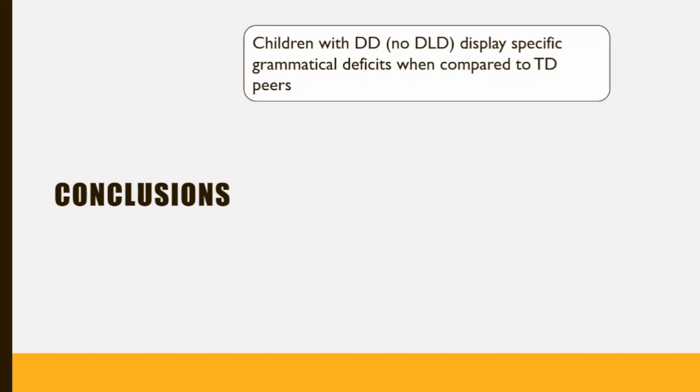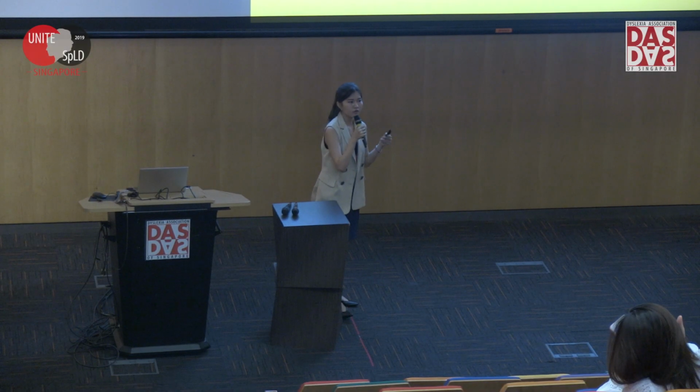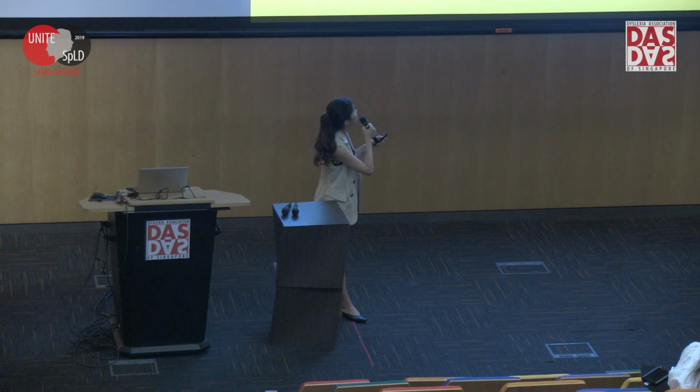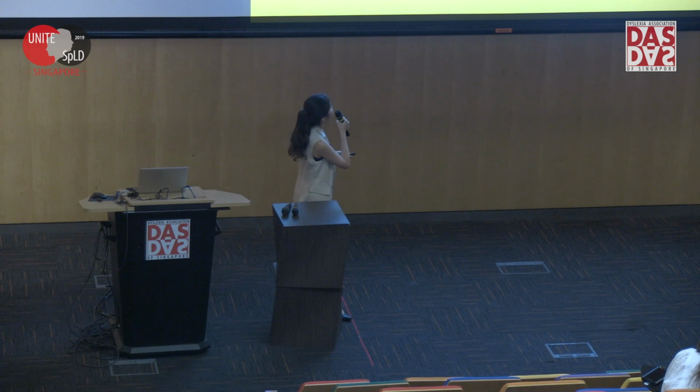Okay, so to conclude, my results show that children with dyslexia, no DLD, display specific grammatical errors, grammatical deficits when compared to their typical peers. And they also present with more difficulties when their sentences were more complex, so syntax difficulties, which were more evident under high memory demands. And also, if you remember, they did so even when the sentences were short. So that shows that we cannot exactly just account for their difficulties with their working memory limitations.